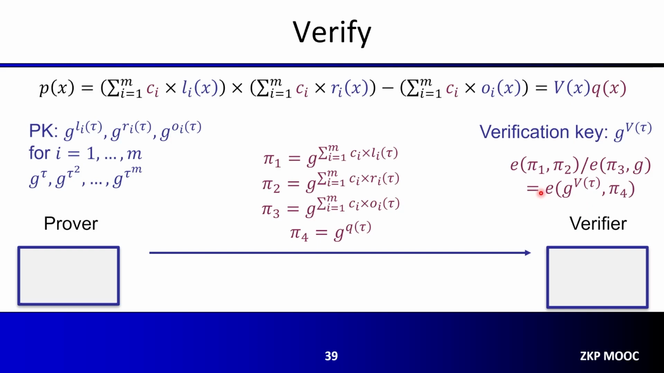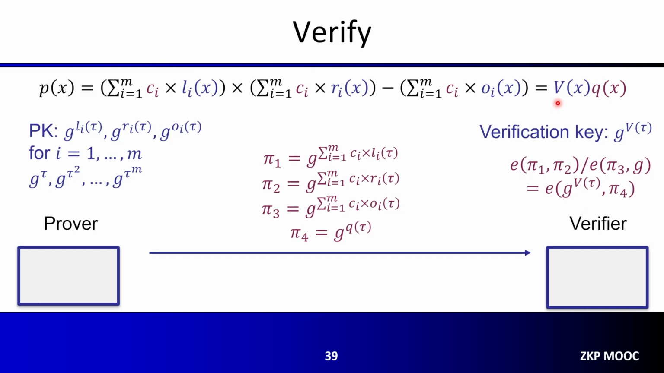The verifier is going to compute the pairing between pi1 and pi2. And here, if the prover is honest, then pi1 and pi2 will be computed as shown on the slide. Then the pairing between them will give you the product between this value and this value, which is exactly the same as the product of the first polynomial in the first parenthesis and the second polynomial in the second parenthesis, as in this polynomial equation, evaluated at the point tau. And then the verifier is going to divide it by the pairing of pi3 and g itself. So that gives you subtraction in the exponent by the summation of ci times oi(tau). And that is the third term in this equation.